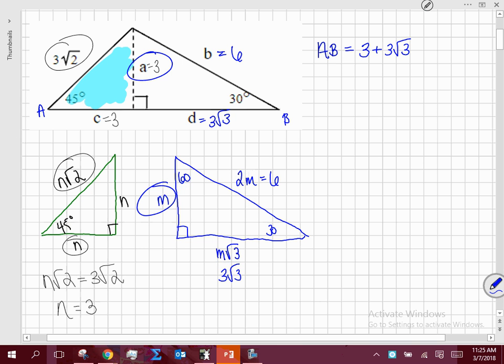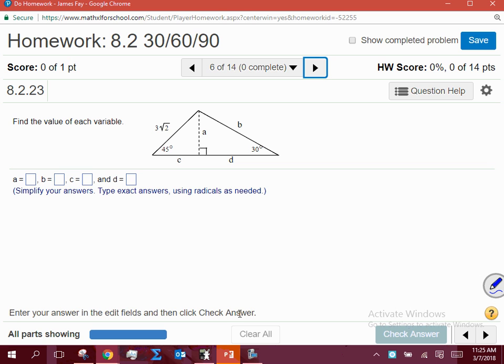A lot of your questions, I'm going to give you another assignment today. A lot of your questions are these types of figures where they're stacked on one another, okay? Whether they be all 30, 60, 90, maybe a combination of 45, 45, 90 and 30, 60, 90, or all 45, 45, 90, okay? And that's the kind of process you want to go through. 13? Yep.